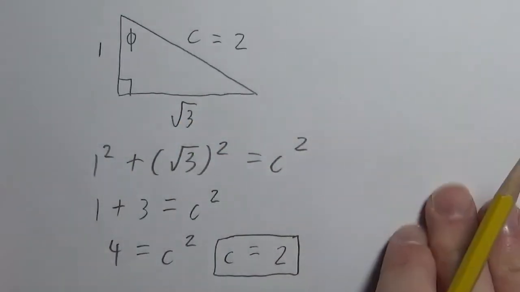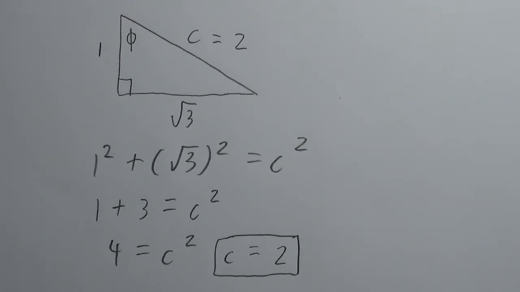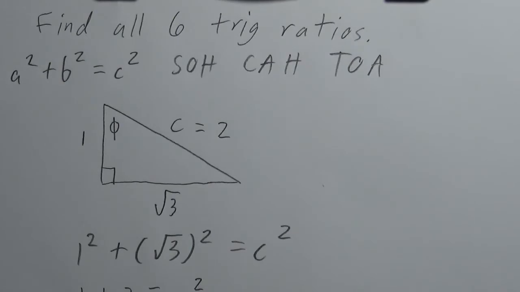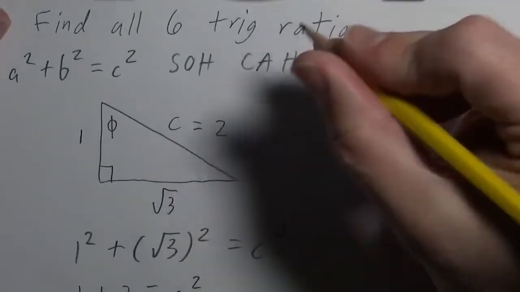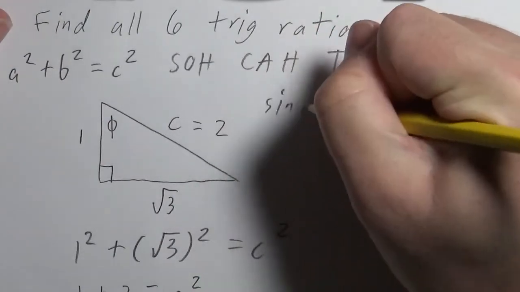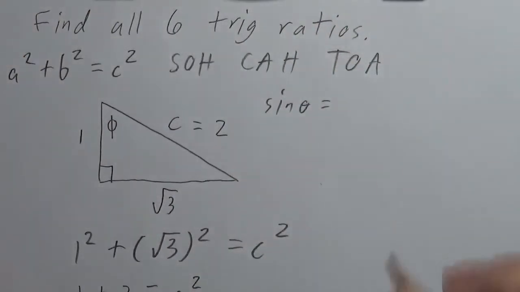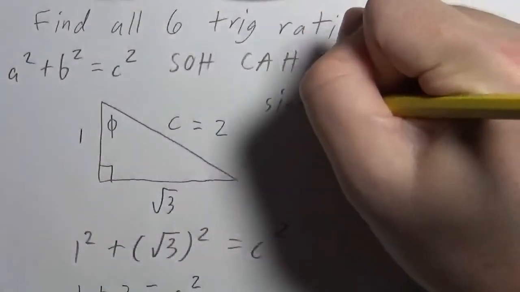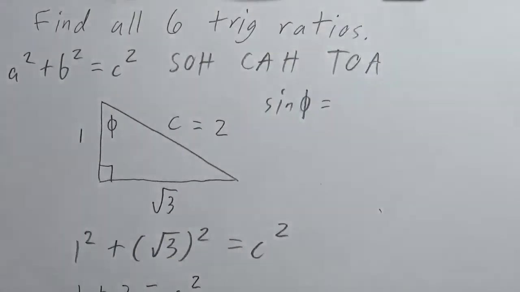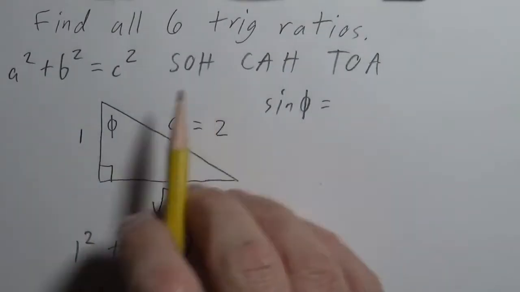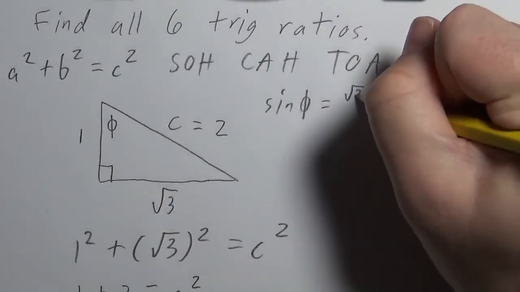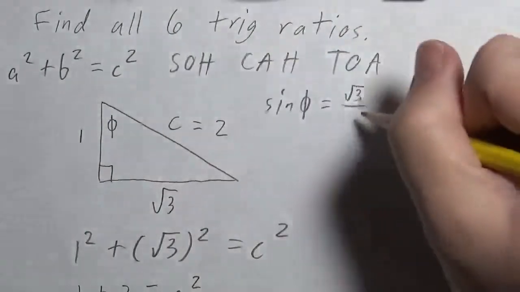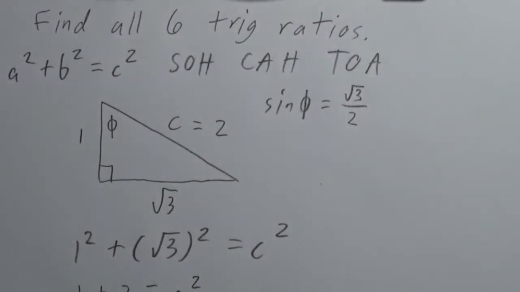Hopefully I have just enough room to the side here to do my 6 trig ratios. Sine of the angle. And the angle is definitely not that symbol. You got to be careful. Sometimes different letters are used for the angle. This is a Greek letter. Sine of the angle is going to be the opposite, which is root 3, divided by the hypotenuse, which is 2. And that's it. It's simplified.